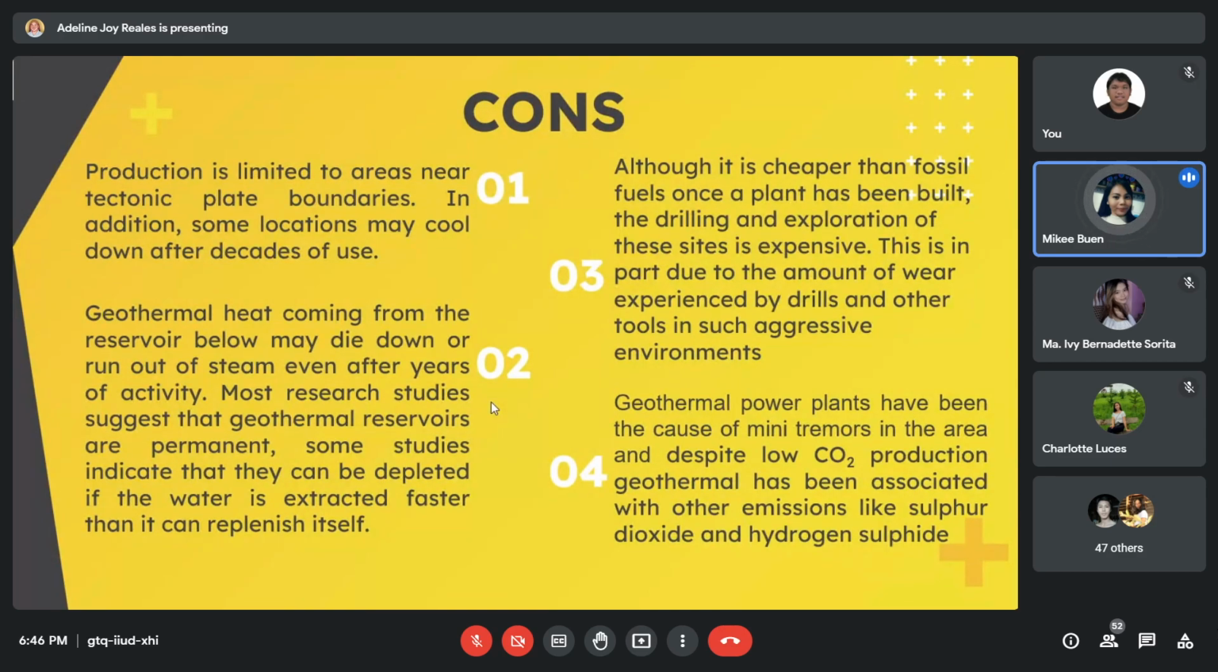And although it is cheaper than fossil fuels once a plant has been built, the drilling and exploration of these sites is expensive. This is in part due to the amount of wear experienced by drills and other tools in such aggressive environments. Geothermal power plants have been a cause of mini tremors in the area, and despite low carbon dioxide production, geothermal has been associated with other emissions like sulfur dioxide and hydrogen sulfide.